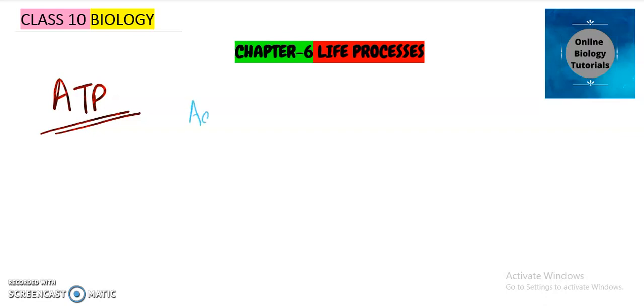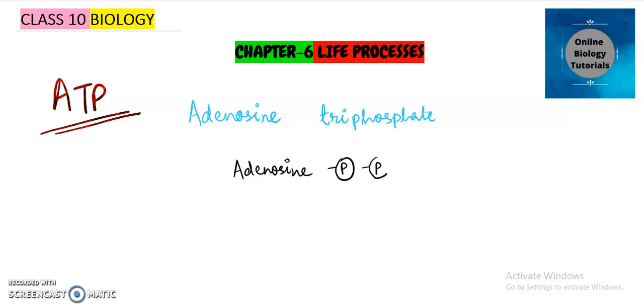So what is this energy in the form of? It is in the form of ATP, which stands for adenosine triphosphate. Now if I talk a little about its structure, adenosine is actually bonded to 3 phosphates. That is why the name is triphosphate, because tri means 3 phosphate groups, and here P refers to the phosphate group. So ATP is quite exothermic.